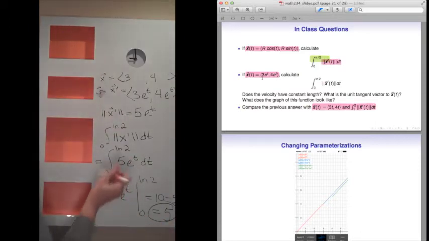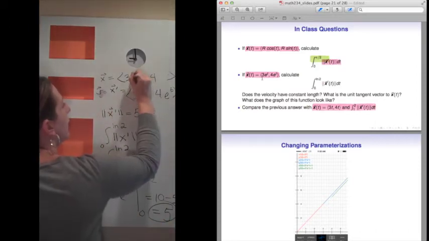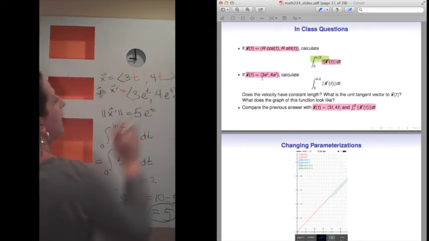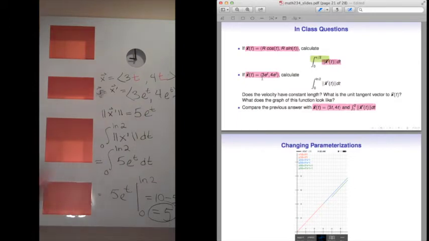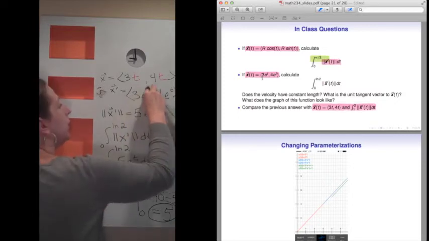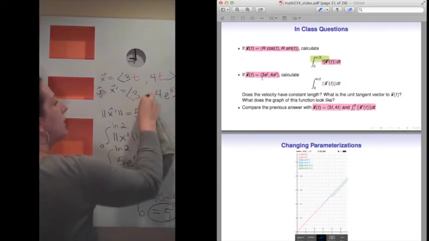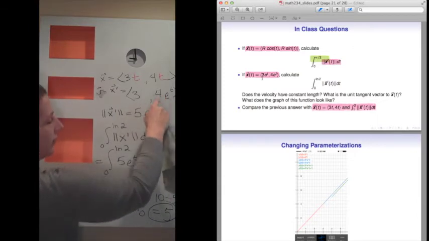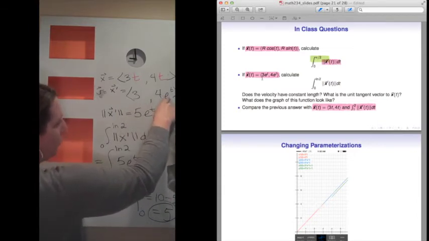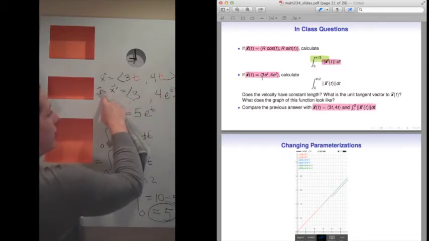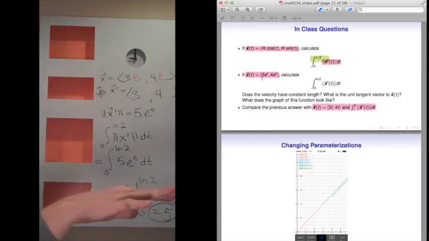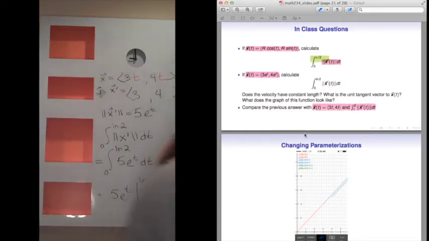Okay. So instead of e to the t, I have 3t and 4t. Now when I go to calculate the derivative, it is now constant. When the parameterization was based on using this exponential function, this derivative was not constant. Now it's a constant. Now go ahead and look over at your slides.